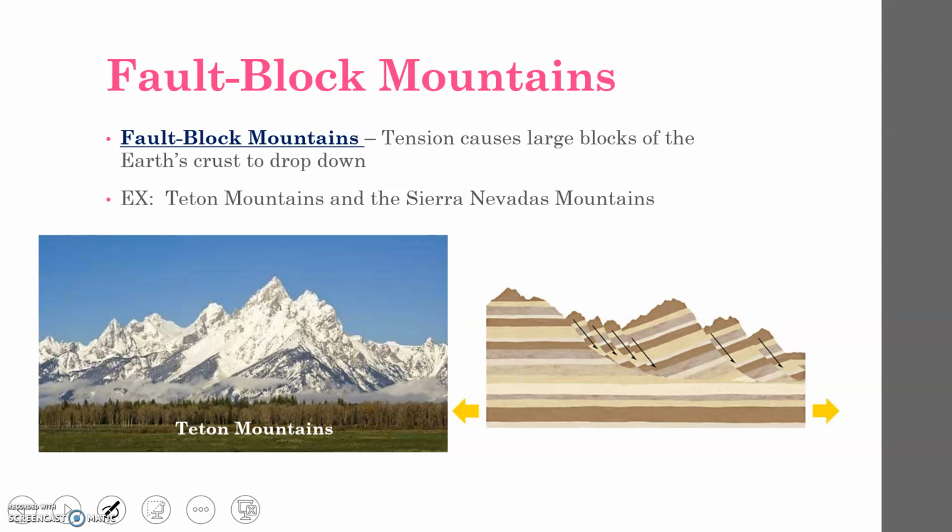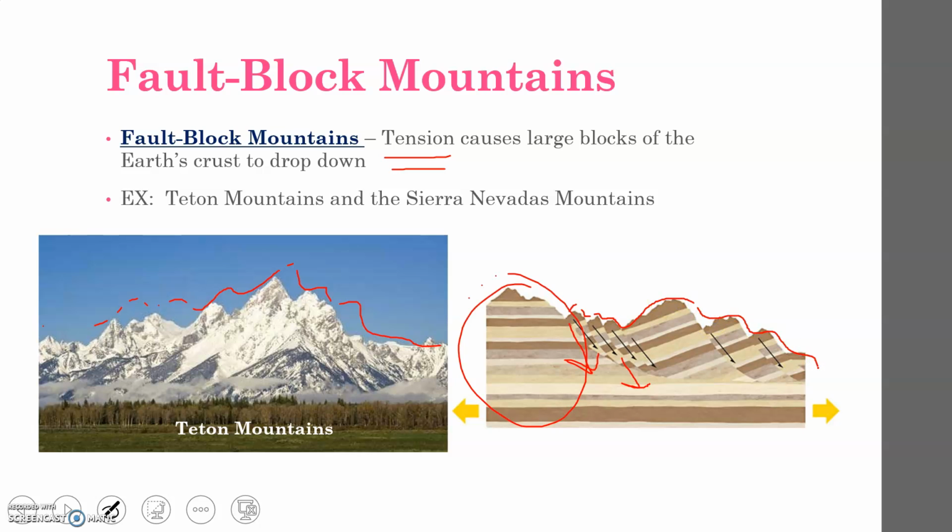The second type of mountain is a fault block mountain, and tension is going to cause these large blocks of crust to slide down. Okay, the Teton Mountains and the Sierra Nevada Mountains are examples of these. One thing to notice, a lot of times you'll see this really jagged peak-like motion across the top, and that's because originally they would have been all lined up like you see here, and over time the faults have caused them to slide down, and so it just creates this jagged irregular motion across the top.